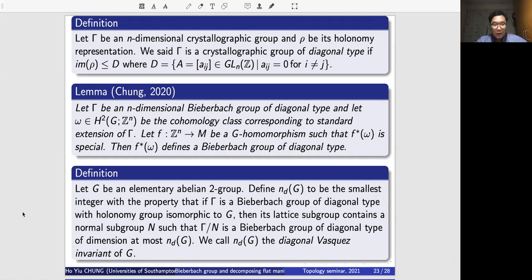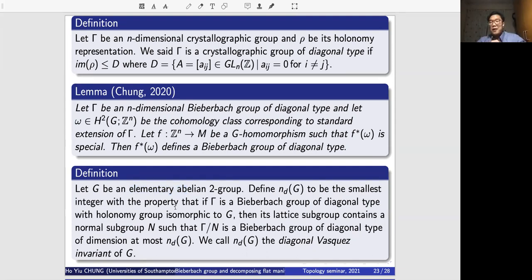Let G be an elementary abelian 2-group. Then we define the diagonal Vasquez invariant to be the smallest integer with the property that if gamma is a Bieberbach group of diagonal type with holonomic group G, then the lattice subgroup will contain a normal subgroup N such that the quotient is a Bieberbach group of diagonal type of dimension at most N_DG, and we call that the diagonal Vasquez invariant.